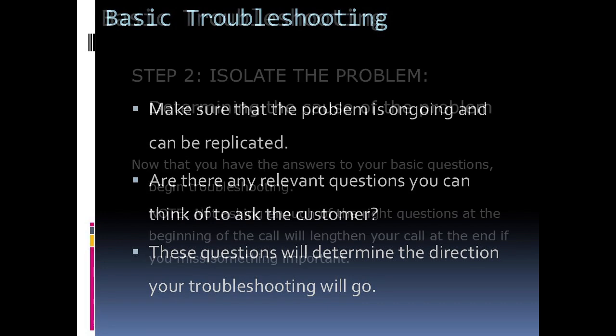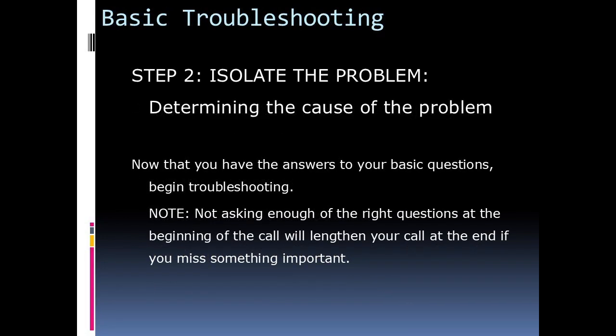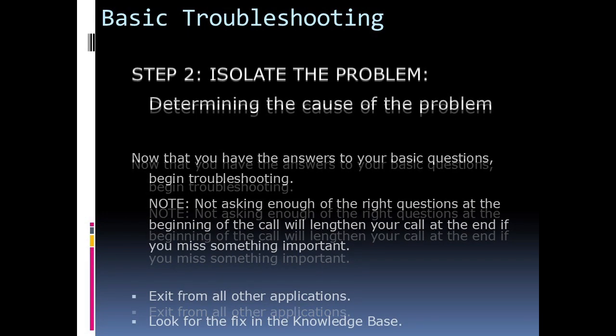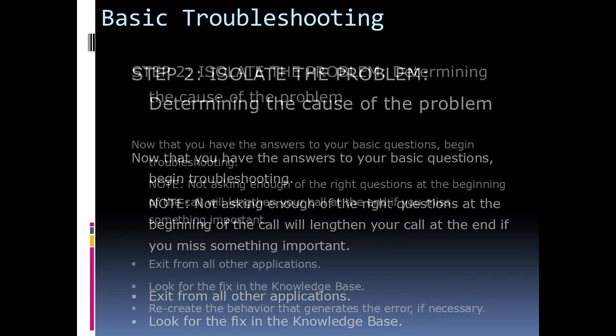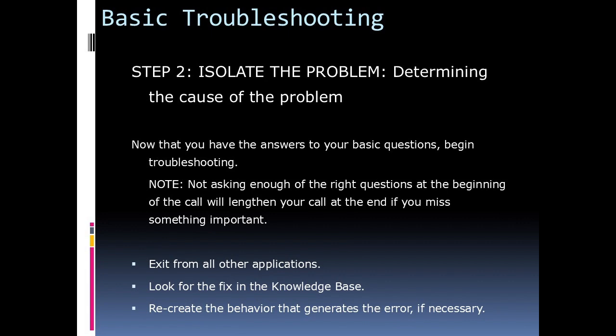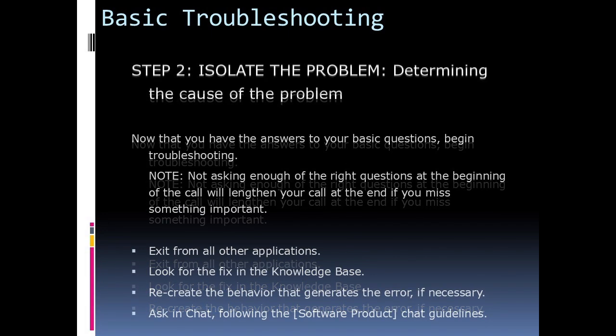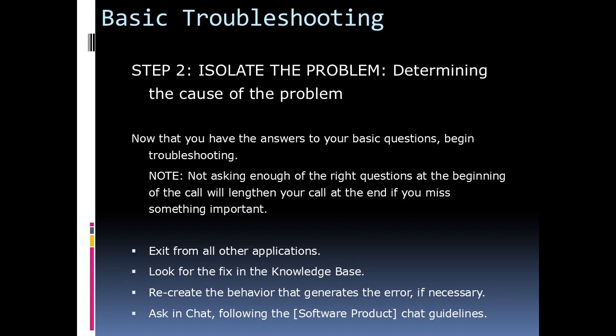Now that you have the answers to your basic questions, we come to step 2, isolating the problem. This is where you determine the cause of the problem. Remember, not asking enough of the right questions at the beginning of the call will lengthen your call at the end if you miss something important. At this point, exit from all other applications. Look for the fix in the knowledge base, recreate the behavior that generates the error if necessary, and ask in chat following the software product chat guidelines.